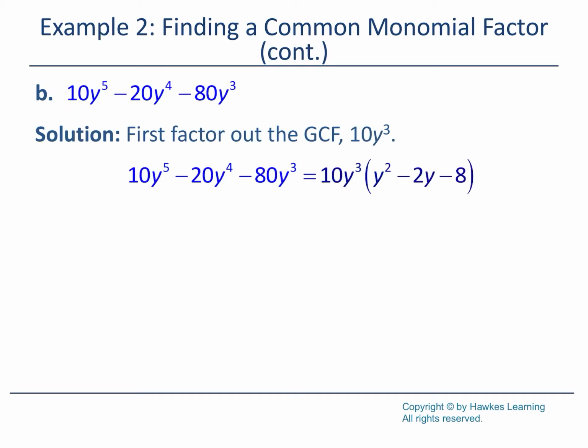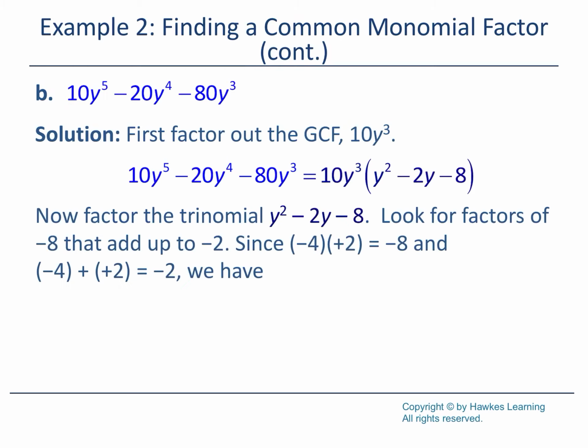Okay, so now we want to keep factoring. So I want you to now pause the video again and find 2 numbers that multiply to be negative 8, but add up to be negative 2. All right, so hopefully you found that negative 4 and positive 2 multiply to be negative 8, but when you add them together, you get negative 2.